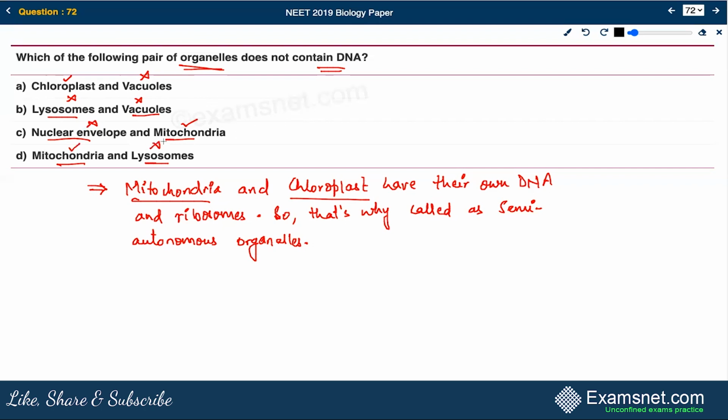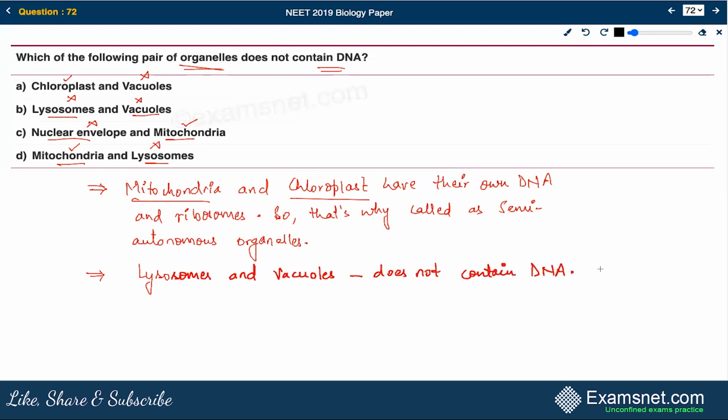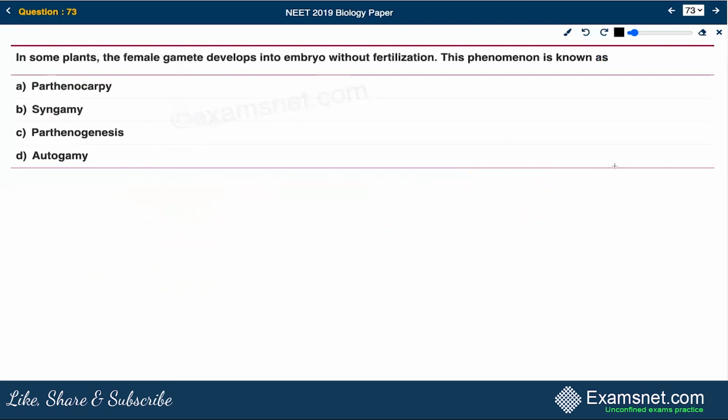So out of all the options that you can see, the lysosomes and vacuoles do not contain DNA. So these are the cell organelles that lack DNA. All right. So that's why the correct answer here will be option number B. Now, next question is question number 73.